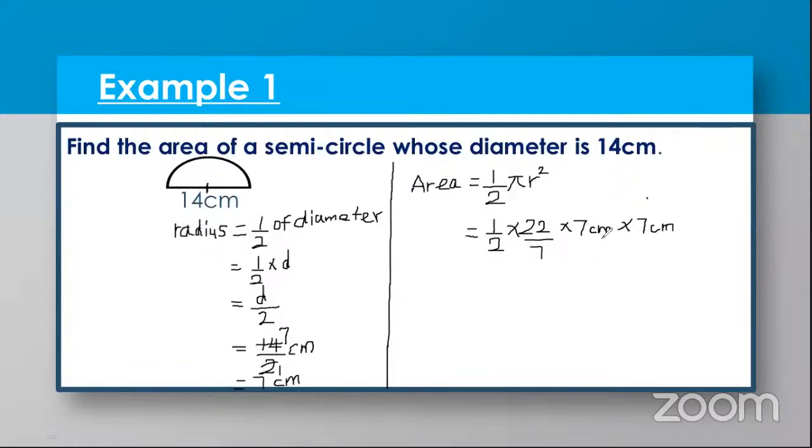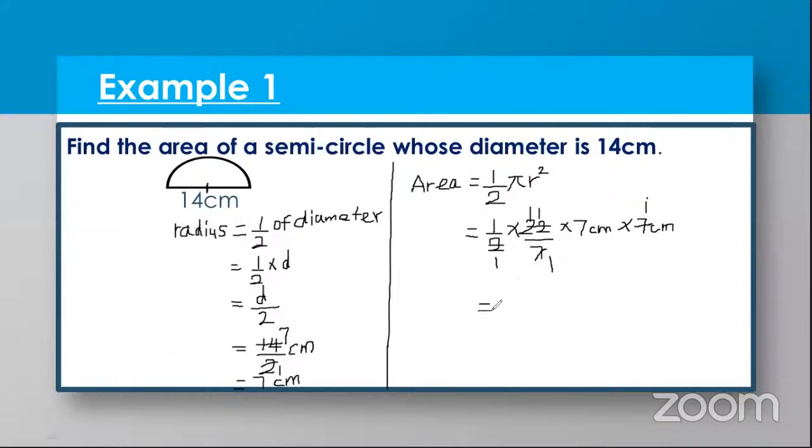Now, if you look at this, we have 1 out of 2 times 22 out of 7 times 7 times 7. Now we have 2 denominators here. So 7 can be divided by one of these 7. So you can go ahead and divide it. You say 7 divided by 7 is 1. And then here also you say 7 divided by 7, also you get 1. Now finally, I still have 2 and 22. They can be divided. So you can say 2 divided by 2 is 1. And then 22 divided by 2 is 11.